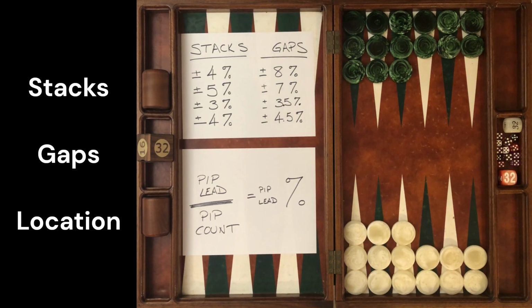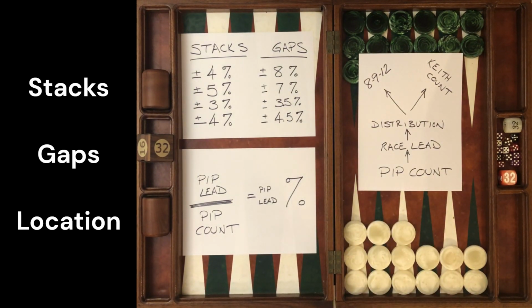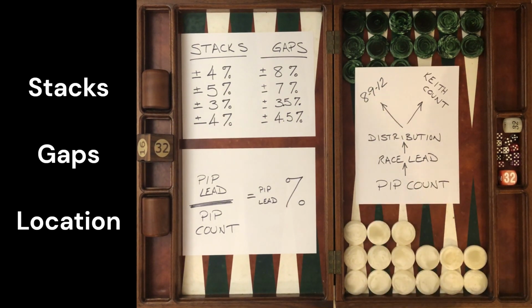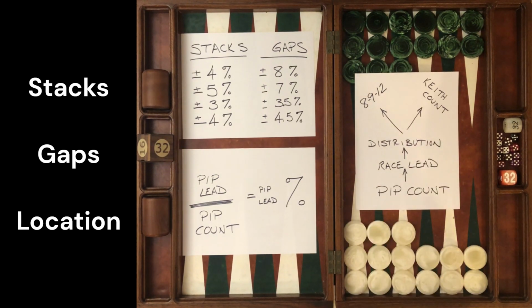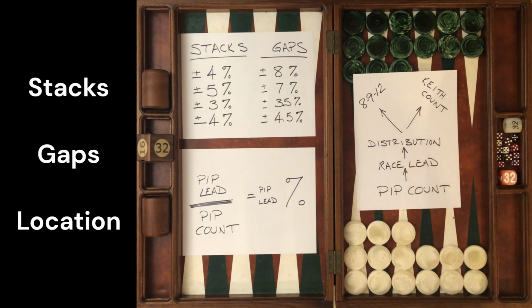So what do I use? I actually use both. Now with the Keith count, one of the things that you have is it starts with a pip count. It's just like the 8, 9, 12 rule, which is really handy. The pip count gives us our race lead, and then what I do is I simply look at the distribution of the checkers, and at this point, because I know both, I can use either the 8, 9, 12 rule or the Keith count.